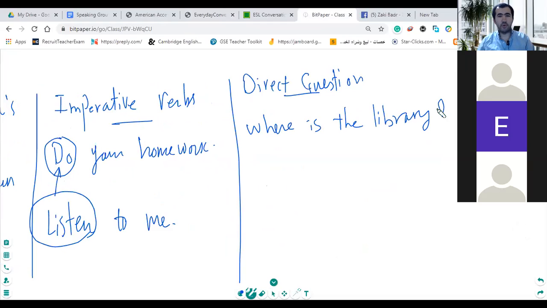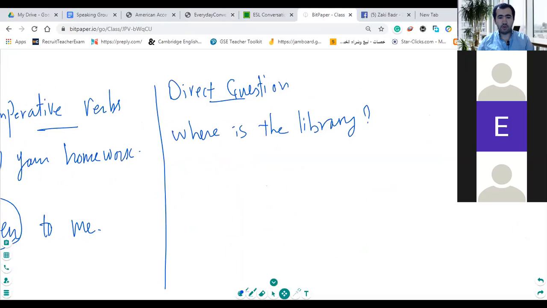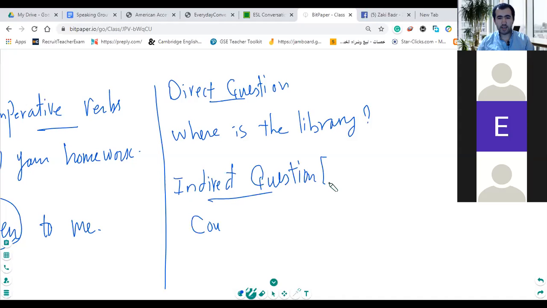Where is the library? This is like you would say it to your friend, not someone you don't know. If you ask a question to someone you don't know, or someone on the street, we call this an indirect question. This is more polite. So we use could.